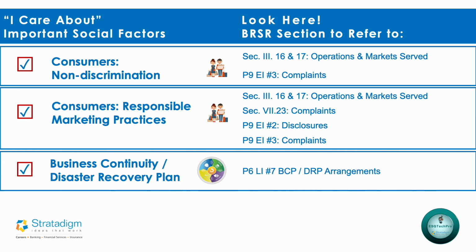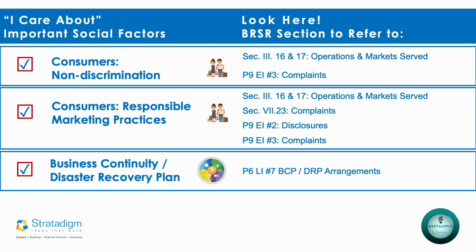Business continuity and disaster recovery is actually classified under Principle 6, which is related to environment. But it's fair to say that a bank is a critical infrastructure in an economy. And that critical infrastructure needs to be up at all times to serve its customers, to serve the country, to serve the economy. We've classified it under social because it impacts broader society stakeholders significantly.